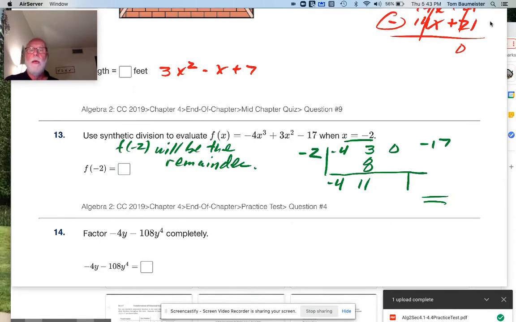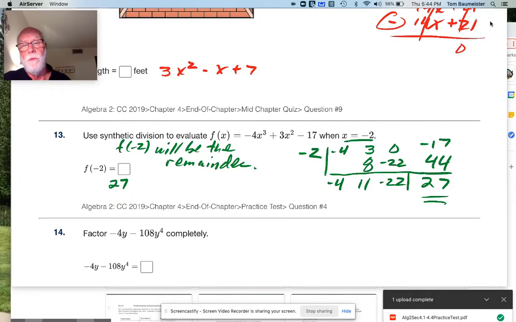I add, so 3 plus 8 is 11. Negative 2 times 11 is negative 22. 0 plus negative 22 is negative 22. And then I have negative 2 times negative 22. That will give me a positive 44. And 17 minus negative 17, plus 44 will give me a plus 27. So that's my answer right there. F of negative 2 is equal to plus 27.